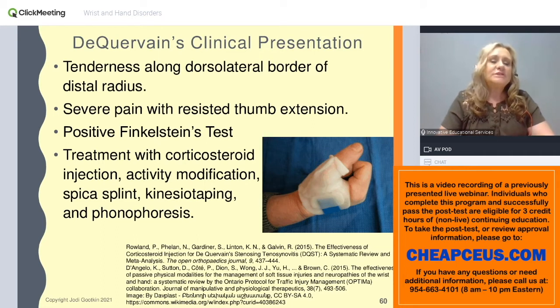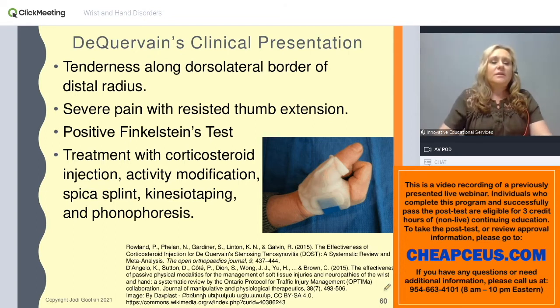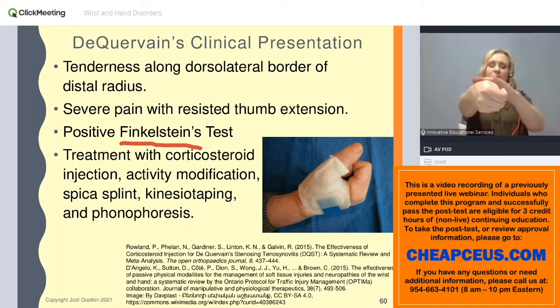The clinical presentation that we're going to see is pain in that dorsolateral border of the radius that's going to be exacerbated by resisted thumb extension when the patient attempts to utilize those muscles. The Finkelstein's test will be positive, where you place the thumb in the palm and then ask the individual to ulnarly deviate. That is going to replicate that pain pattern.